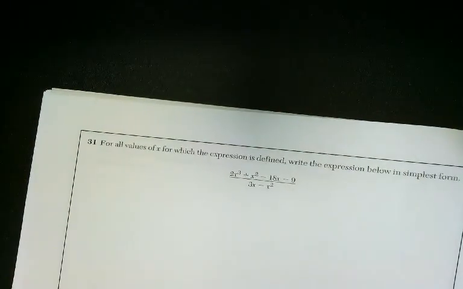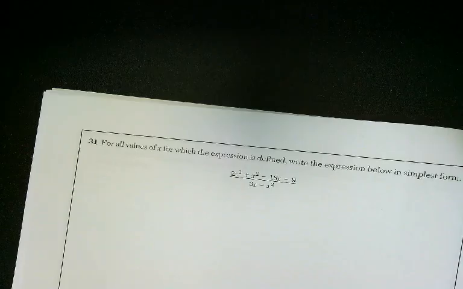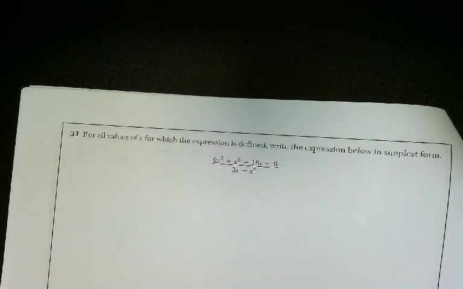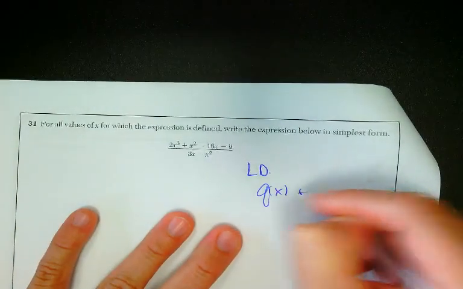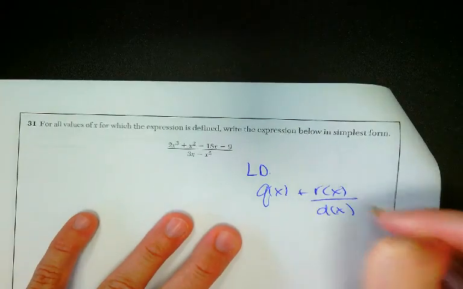Okay. Let's see, I think we've completed almost everything else in the short answer. Okay, 31, the question before it. For all values of x for which the expression is defined, write the expression below in simplest form. When you look at this, where does your gut kind of lead you? That's what mine did first too, was long division, because I saw the fraction. But usually when it's long division, let's kind of make a note. When it's long division, they tell you to write your answer in q of x plus r of x over d of x form.